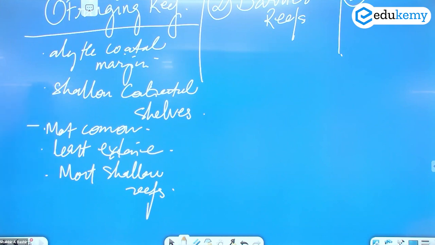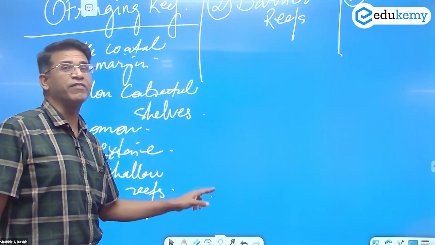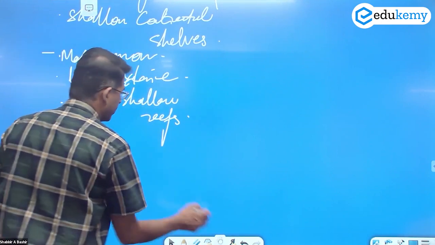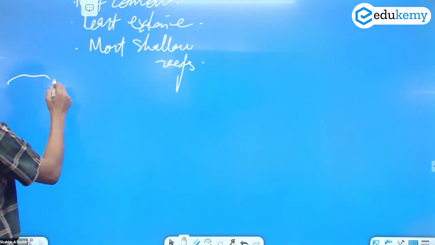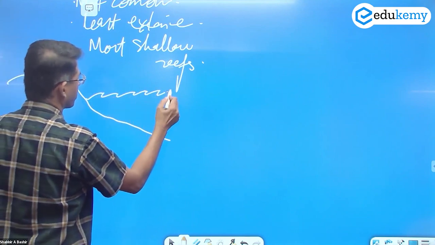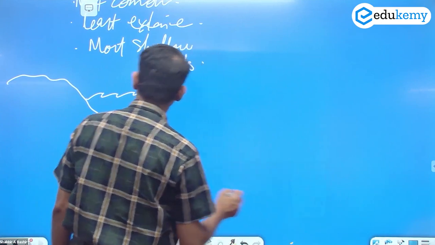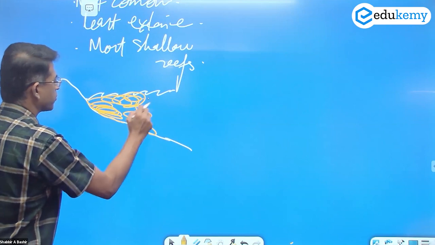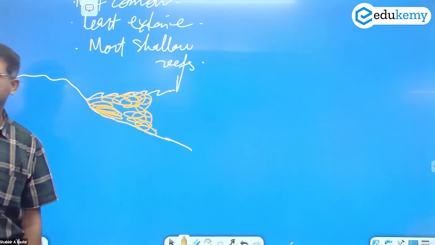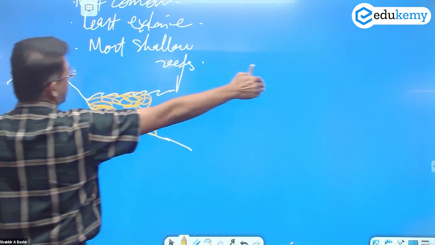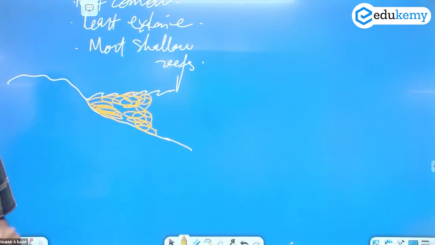And these are mostly the most shallow reefs. They will have less thickness. ज़्यादा thickness नहीं होगा. Imagine if this is the island or the continent, this is the shelf here, and this is the ocean water. Okay, the corals are here along the coast. ये shelf का part है. They're right along the margins. The thickness is not much, and they are not very broad either. They are not extensive. They are fringing reefs.